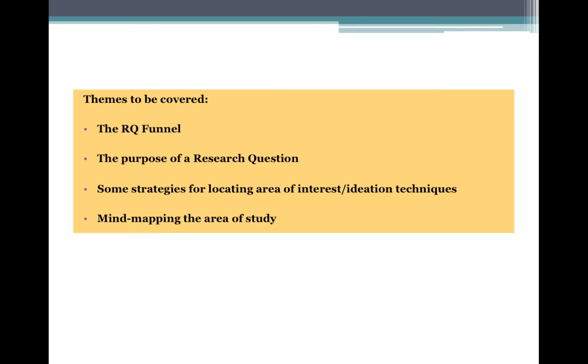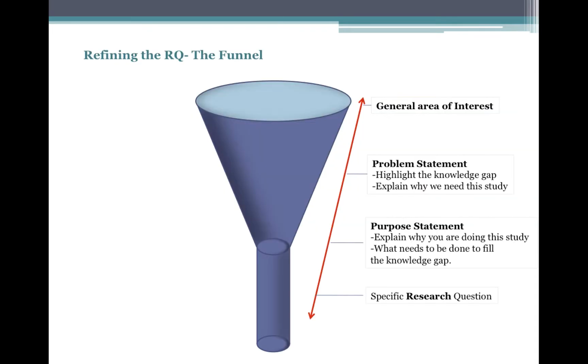And lastly, we're going to tell you how to mind map the area of your study, and this is going to be really helpful in refining your research question. Okay, so first up, let's talk about the funnel. We're taking the analogy of a funnel, which is basically broad at the top and then it narrows down. And so we're using this as an example to explain how to arrive at a specific research question.